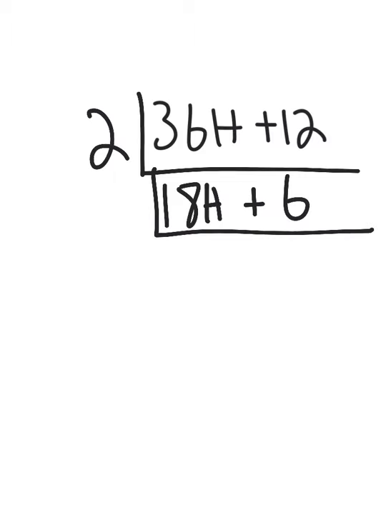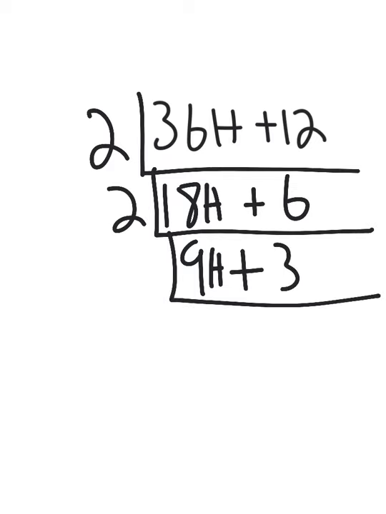Same thing. What can go into both 18 and 6? It can be either 2 or 3. Let's use 2 again because that's easier, and we both know that they both end in an even number. 2 goes into 18 9 times. So 9h. 2 goes into 6 3 times. And we're still not done. There's still one more common factor that can go into either one, and that is going to be 3. That's what's left. 3 goes into 9 3 times. 3 goes into 3 once.